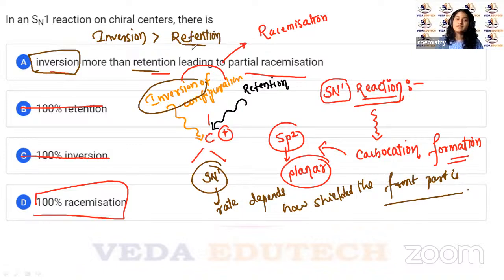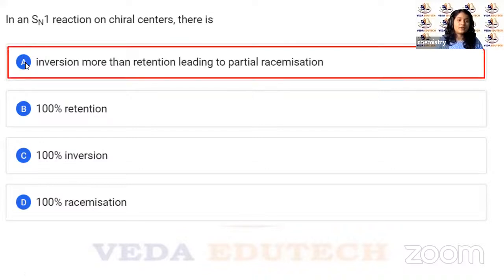So option 1 is going to be the correct answer, right? Inversion more than retention leading to partial racemization. Okay. Yes.